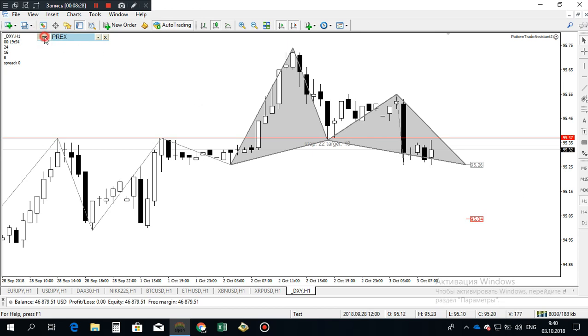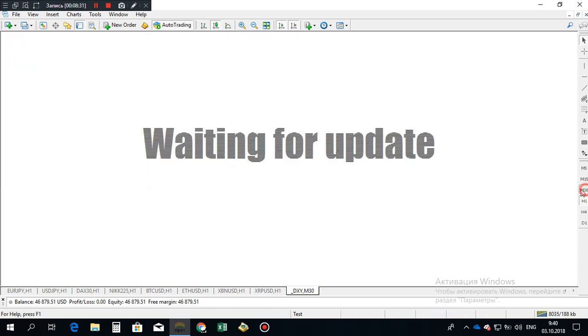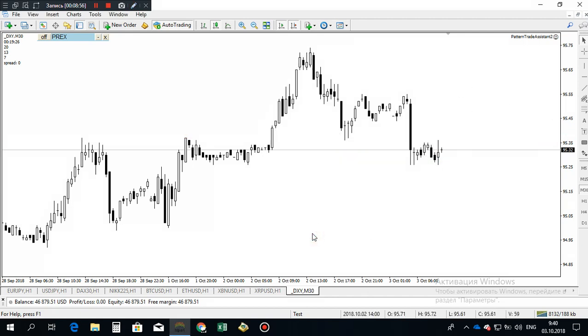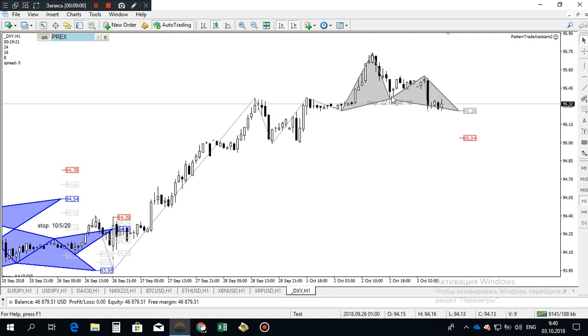What I would do, I would stop the recalculation and go to 30 minutes here. So we see the same pattern, and what I see is that we already had some reaction to the upside, and although we didn't touch that level, we already hit some reaction. Okay, well, maybe this pattern already hit the targets. Go into 1 hour, switch them on, and it starts calculating again.